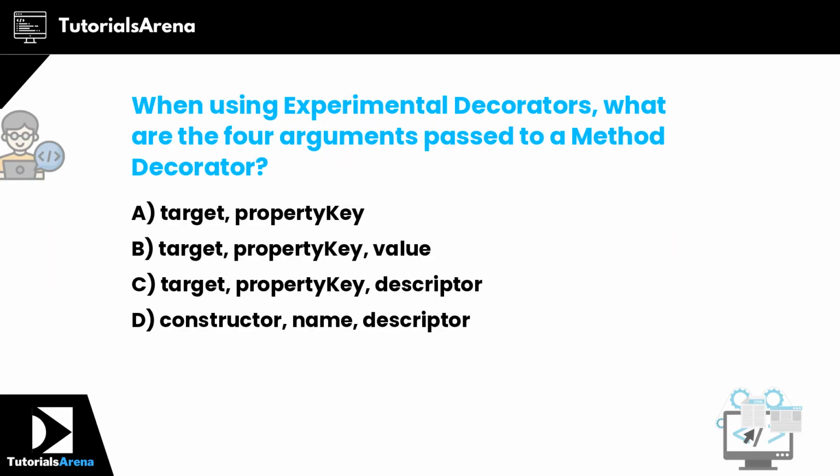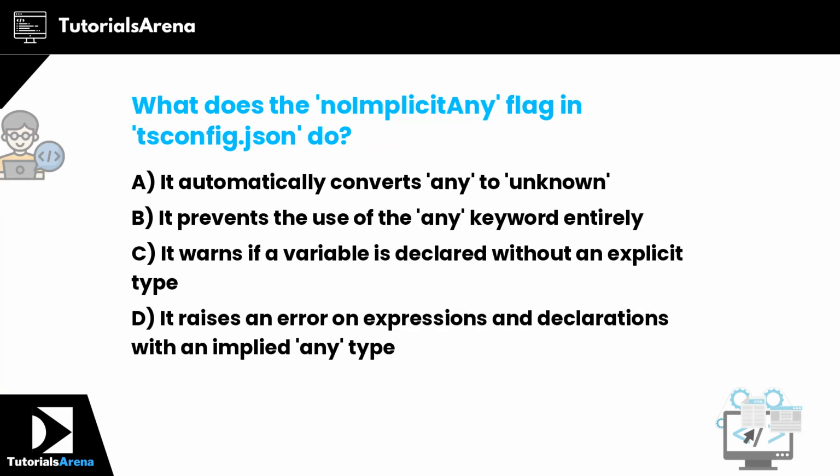When using experimental decorators, what are the 3 arguments passed to a method decorator? The correct answer is option C, target, property key, descriptor. What does the noImplicitAny flag in tsconfig.json do? The correct answer is option D. It raises an error on expressions and declarations with an implied any type.